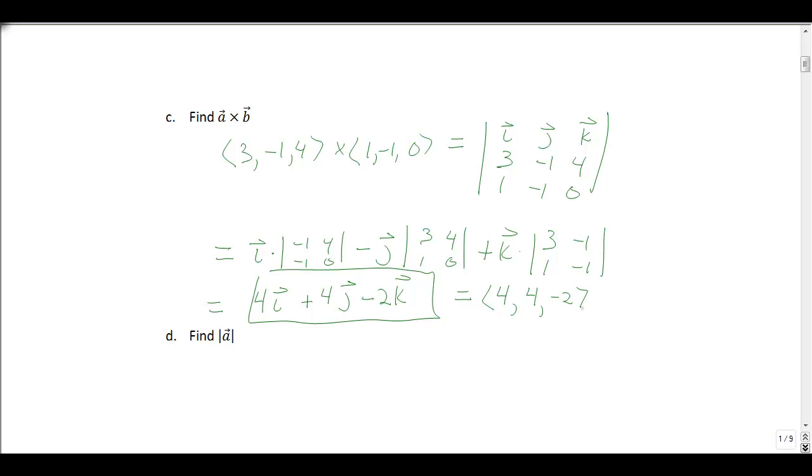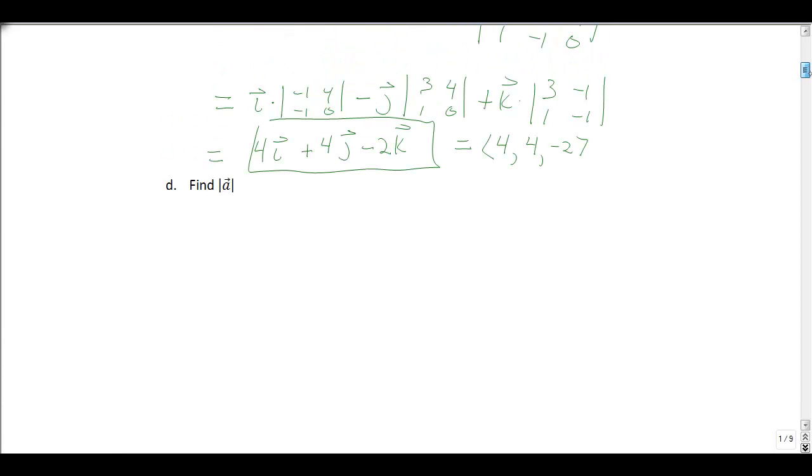Note, if you want to check this, you can take a dot product of this vector with both of the originals. Individually, ⟨4, 4, -2⟩ dotted with ⟨1, -1, 0⟩ should give you 0. That is, they should be perpendicular, or orthogonal. ⟨4, 4, -2⟩ dotted with ⟨3, -1, 4⟩ should also give you 0. So if you do 4 times 1, that's 4. 4 times -1 is -4. Well, I'd get a 0 for sure. For the other one, 4 times 3 is 12. 4 times -1 is -4. Those add to 8. -2 times 4 would give us a -8. That would give us a 0 as well. So the answer checks out.